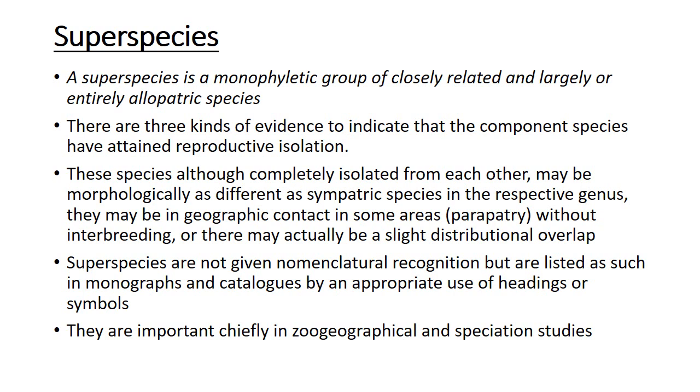Superspecies. A superspecies is a monophyletic group of closely related and largely or entirely allopatric species. Monophyletic organisms are those that share a common descent, and these are in the same taxon. This means that all descendants are of a common ancestor, so they have typical shared characters, and if they are entirely allopatric, it means they belong to a superspecies. If the member species are shown on a map, then they will look similar to the plot of polytopic species. However, these species have attained reproductive isolation. Secondly, these may be extremely different from each other. And thirdly, these may be in geographic contact in some area without interbreeding.